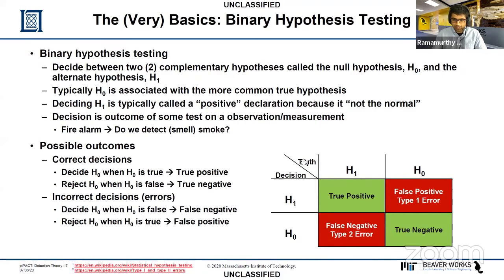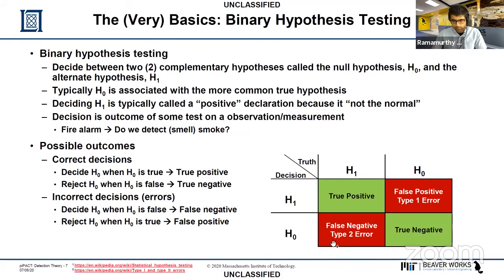Look at the illustration. On the top, the columns correspond to the truth, and the rows correspond to the decision that's made. So when the truth is that H1 is true, and we declare H1 is true, that's called a true positive. We've correctly made a declaration. The corollary to that is when H0 is true, and we declare H0, and that's called a true negative, right? We're saying that nothing has happened, and we're correct about that.